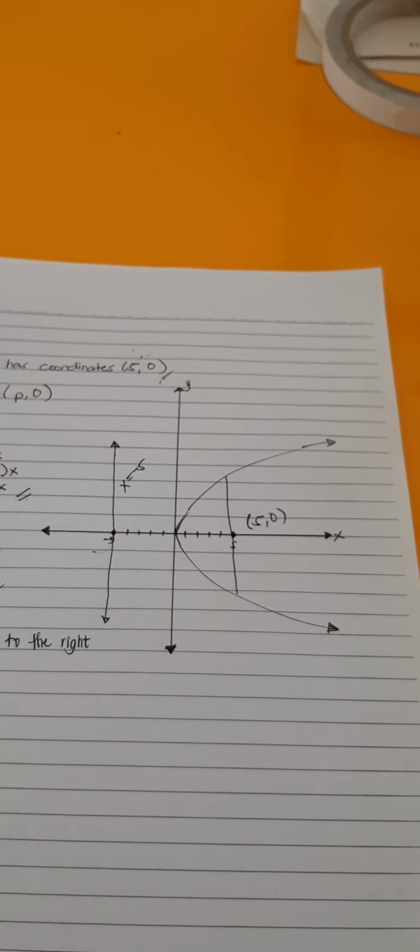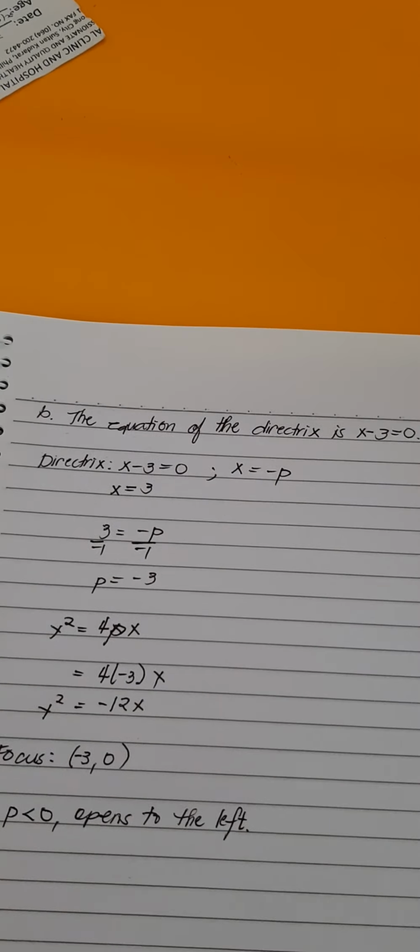What if the given condition is the directrix, x minus 3 equals 0? How will you find the equation of the parabola, the focus, and the value of p? How are you going to determine the opening of the parabola, whether it opens upward, downward, or sideward, to the left or to the right? If this is the case, the equation looks like this.